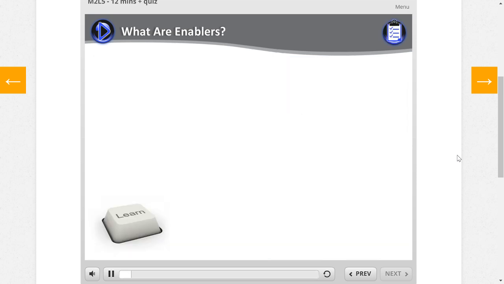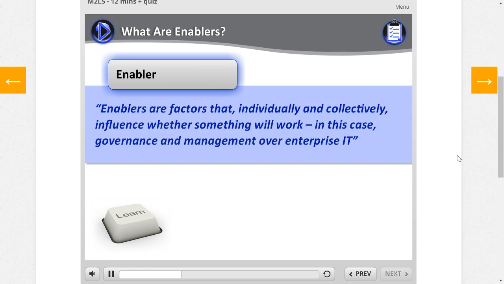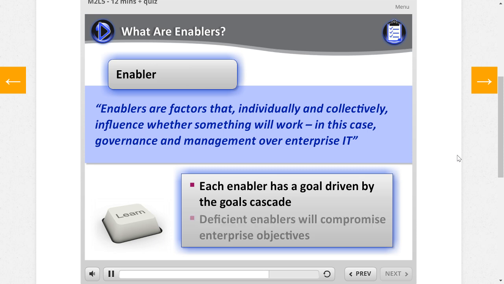Let's begin by clarifying what enablers are and why they are important. The COBIT definition is: enablers are factors that individually and collectively influence whether something will work. In this case, governance and management over enterprise IT. Each enabler has a goal that is driven by the goals cascade. If the enablers are not present, or they are deficient in quality or quantity, then the enterprise objectives will be compromised.